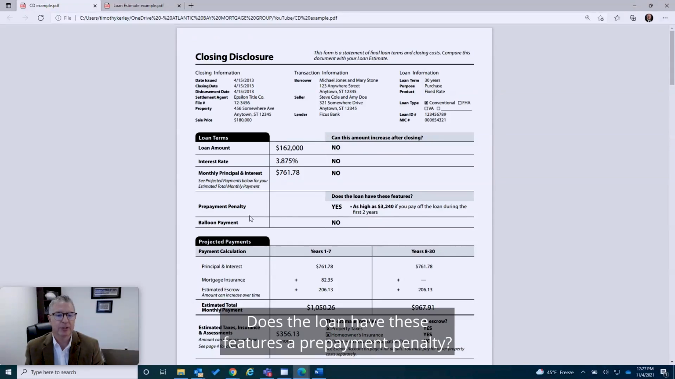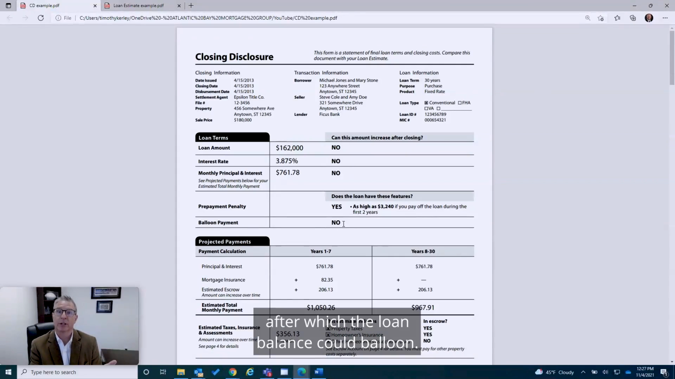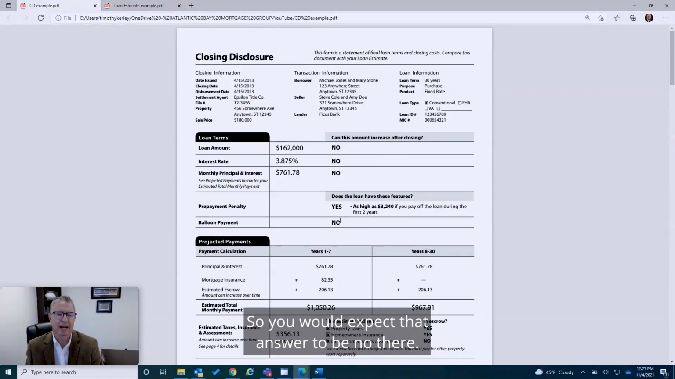Does the loan have these features? A prepayment penalty. That is highly unusual to have a prepayment penalty. So you should expect to see a no there. And same on the balloon payment. A balloon payment is typically used more on commercial loans, but this is where the lender could decide, or there will be a period of time after which the loan balance could balloon, and that means you've got to either pay the loan off or refinance it somehow into a different type of loan. Again, that would be highly unusual on a residential mortgage, so you would expect that answer to be no there.